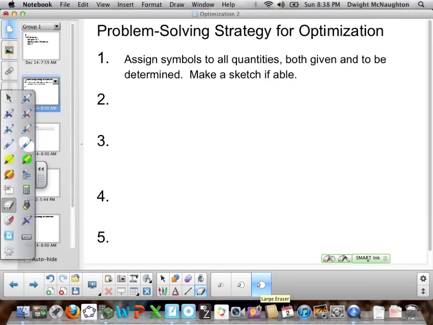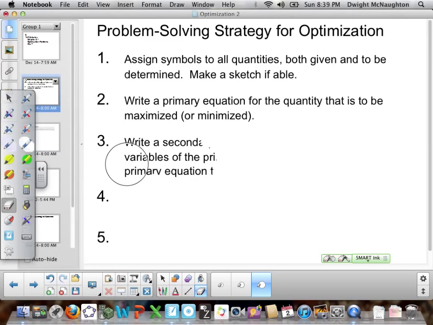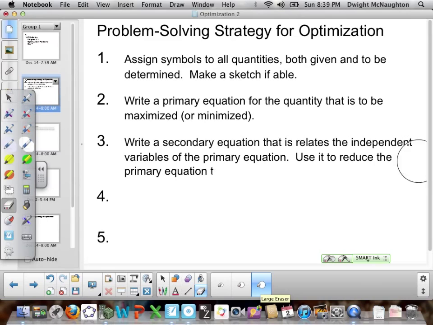Step 2. Write a primary equation involving the variables to be optimized. This equation may involve more than one variable. To deal with the fact that your primary equation has more than one variable, you need to write a secondary equation that will get rid of all variables but one.